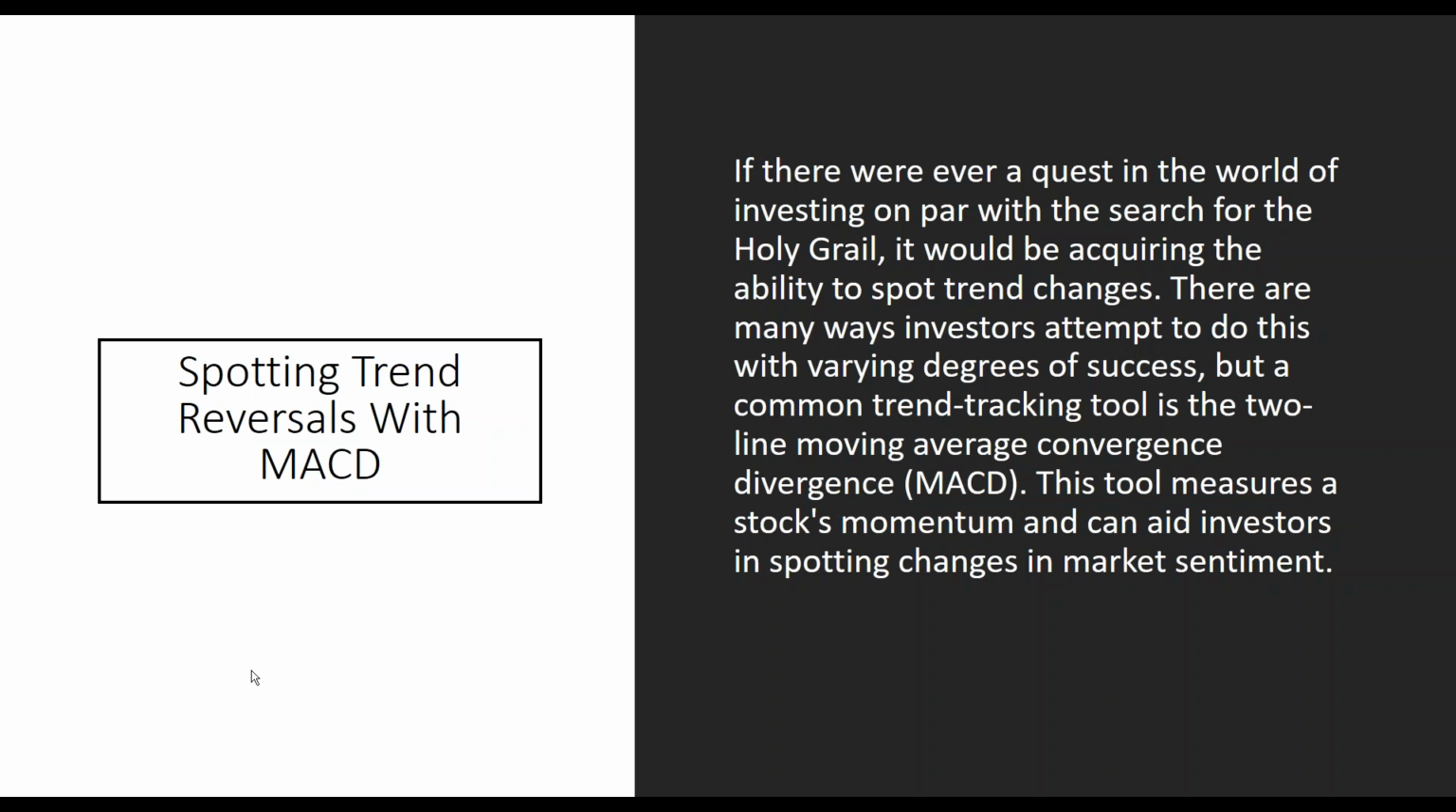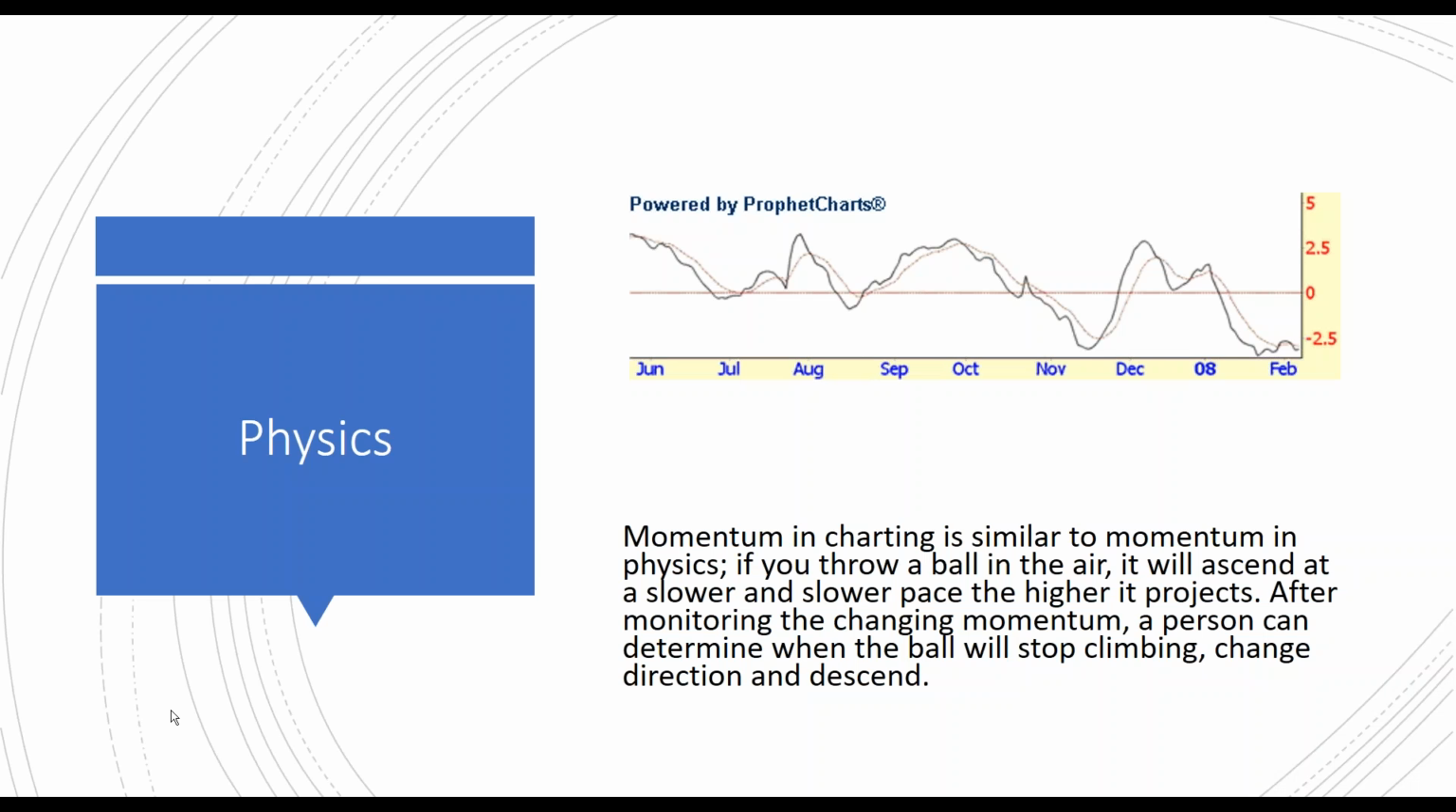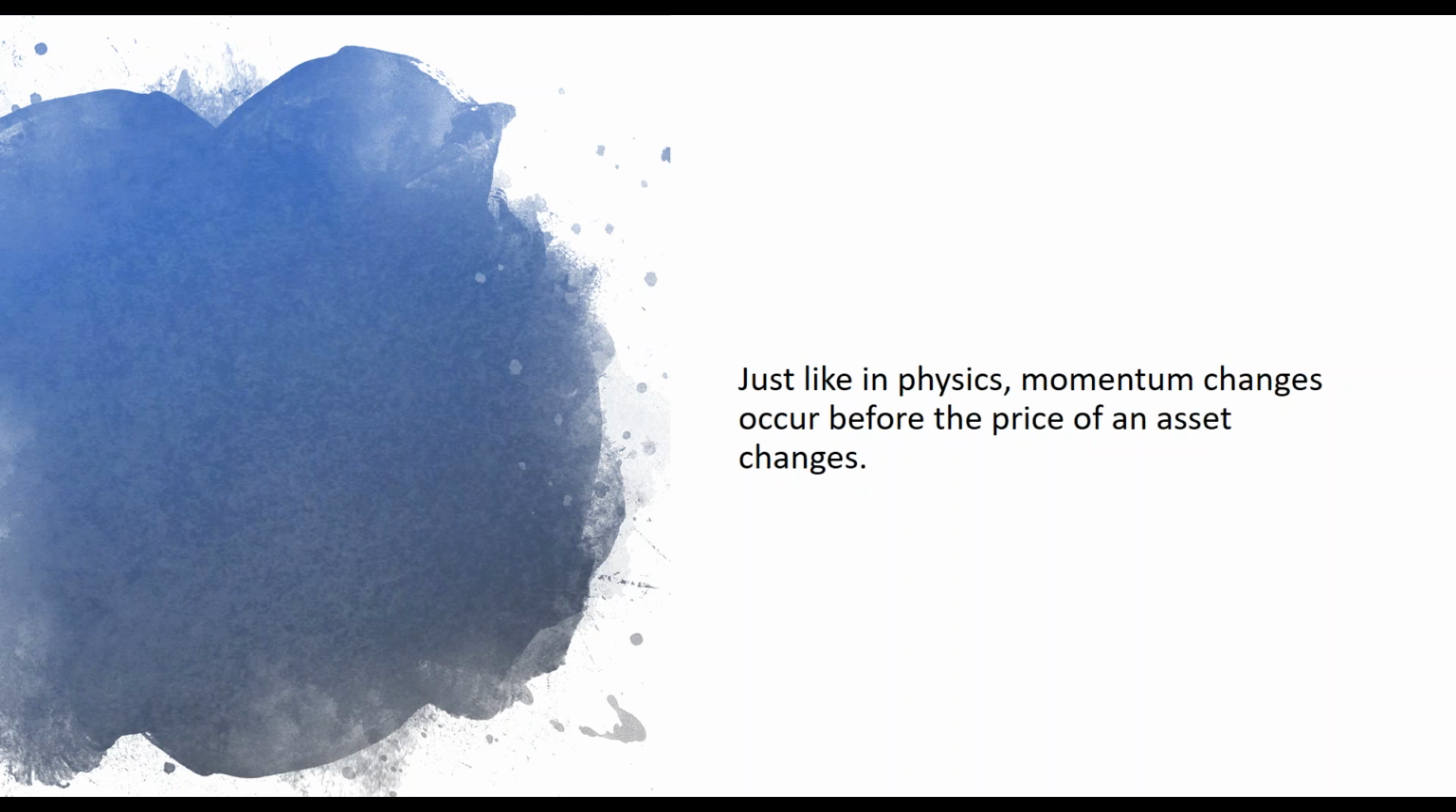No indicator will stand on its own, and MACD doesn't. But momentum in charting is similar to momentum in physics. If you throw a ball in the air, it will ascend at a slower and slower pace the higher it projects. After monitoring the change in momentum, a person can determine when that ball will stop climbing and change direction and descend. So remember, if you throw the ball up three or four times, you're going to know with the momentum you threw it how high it's going to go and where you're going to expect it to arch back down. And this is basically what this indicator is telling you. Just like in physics, momentum changes occur before the price of an asset changes.